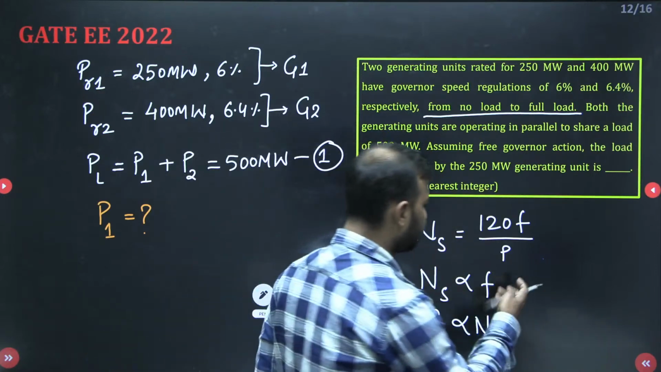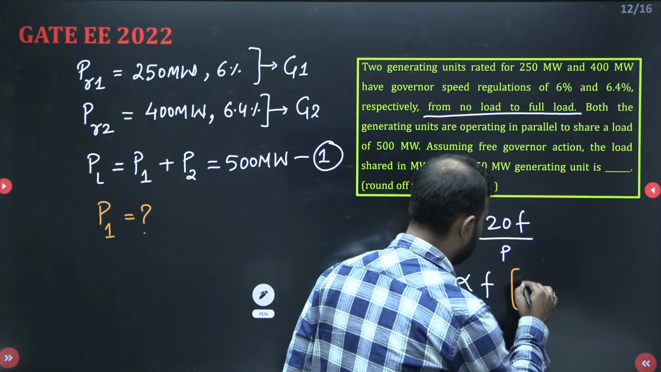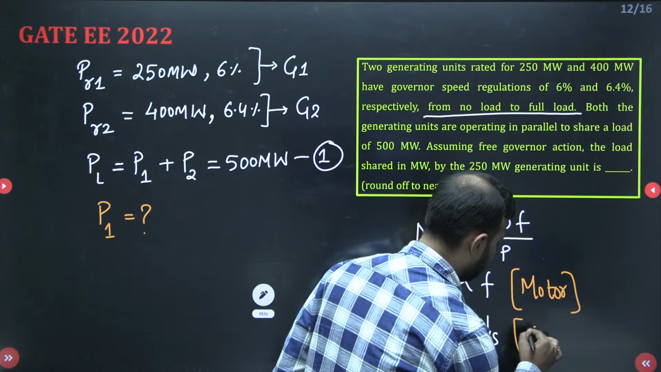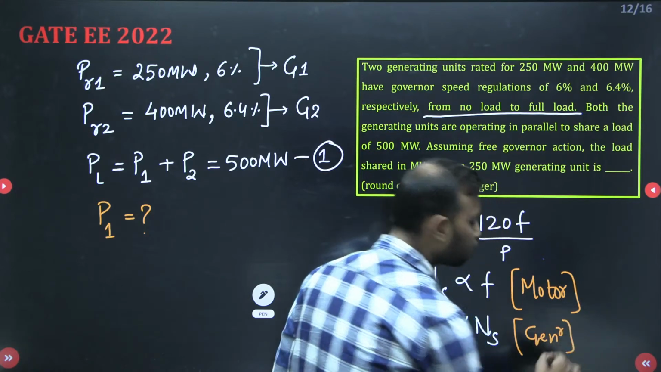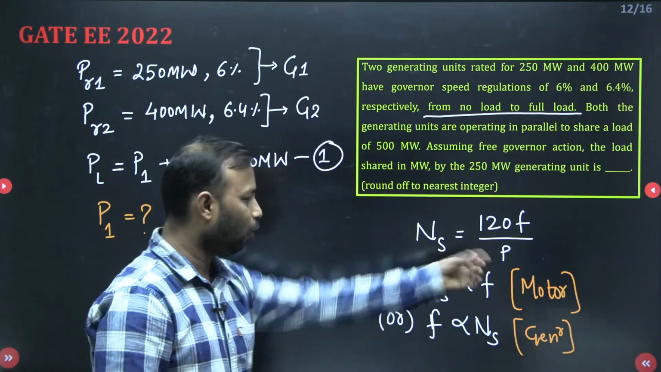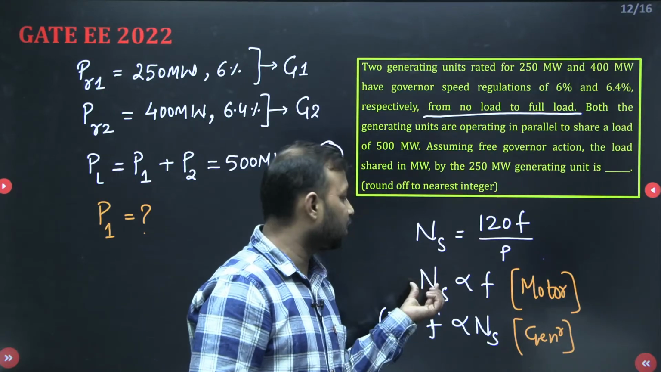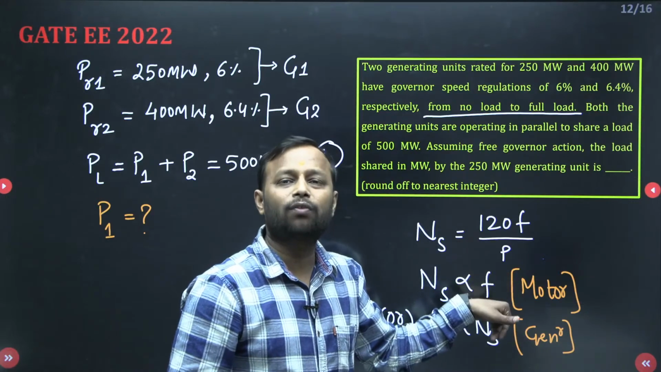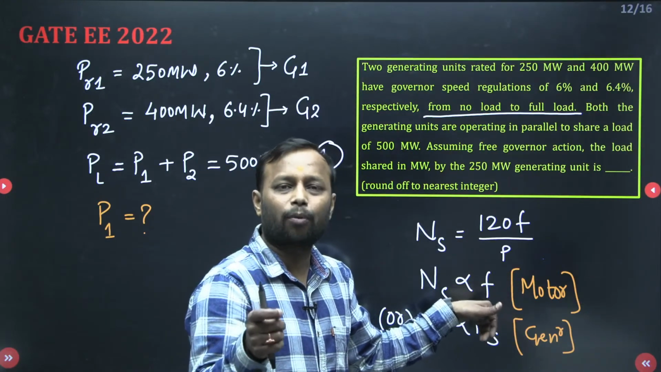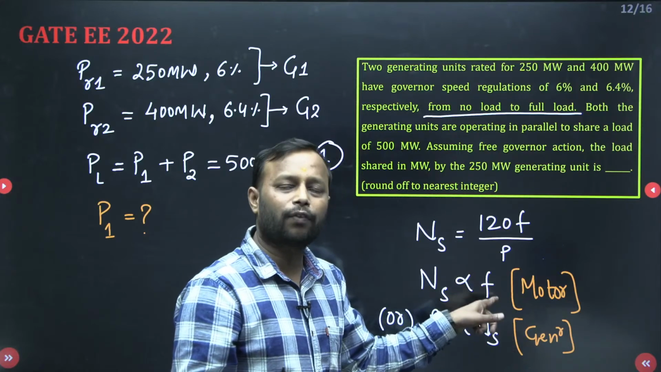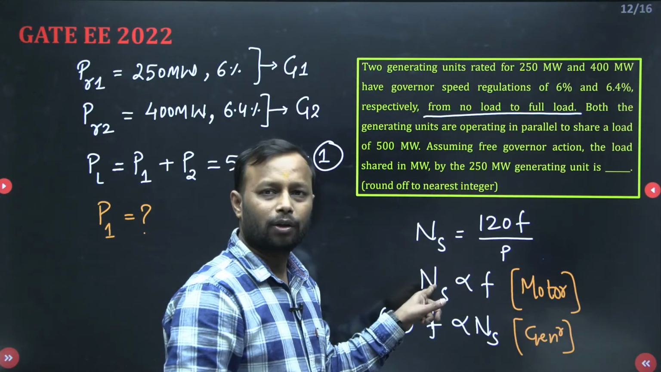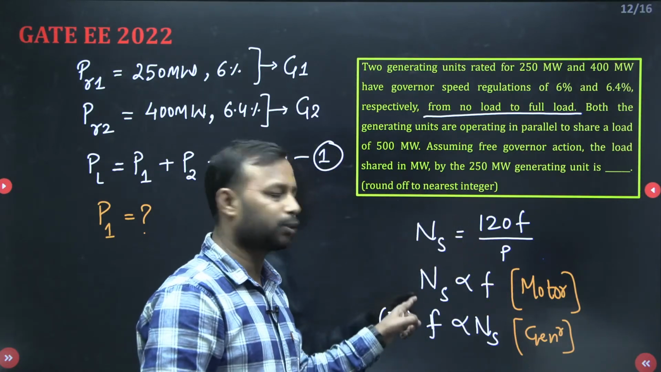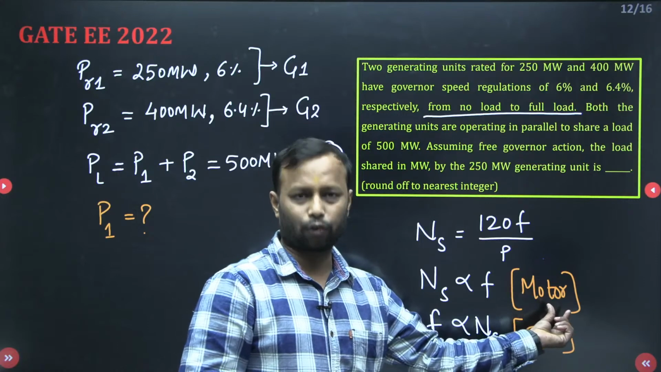This relation is for generator, and this relation is for motor. They look the same, but both are different. How? Here speed depends on the frequency. So frequency is the initial value. Frequency is electrical, and output is mechanical. So input will come first, after that output will come. This relation tells us how frequency is getting converted into speed, which is the case for the motor.